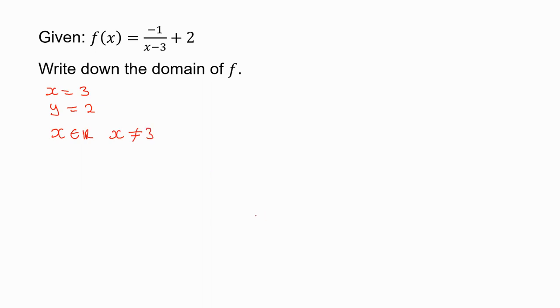Or you can write it like this and say x an element of from negative infinity up to 3 not included, so we use the round bracket, or from 3 not included to infinity. This one will be understood better when we have a sketch.